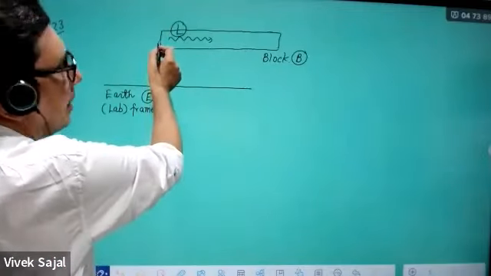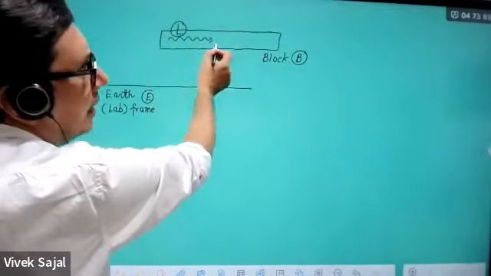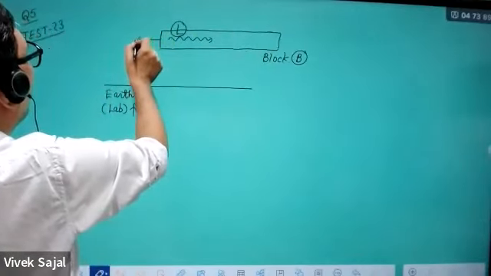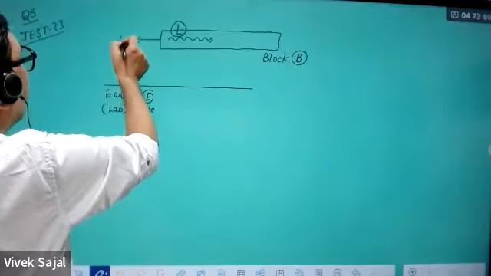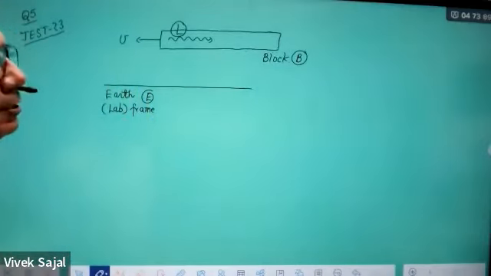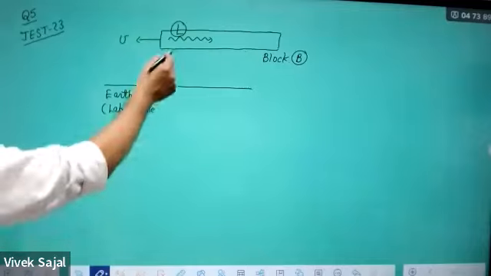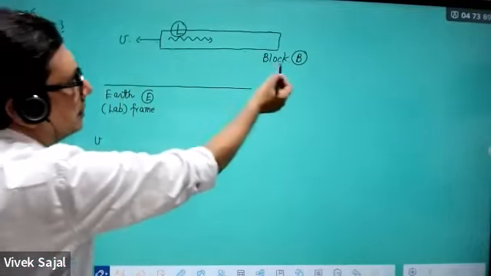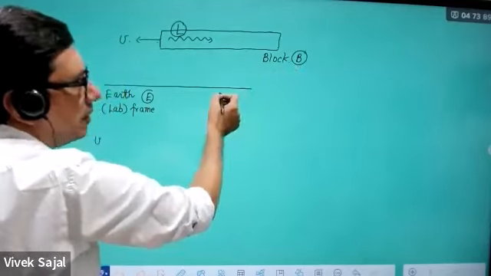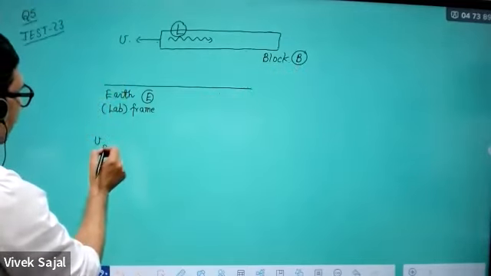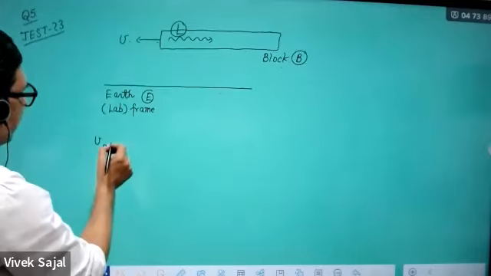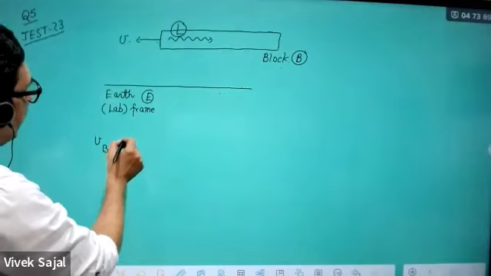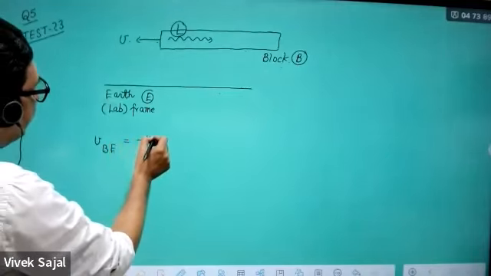So the block, in which direction? The block is moving in the opposite direction of the propagation of the light beam. In this direction it is moving with a speed v. So first you are going to tell me the velocity of this. What is this v? This is the velocity of the block with respect to Earth, and that will be minus v.